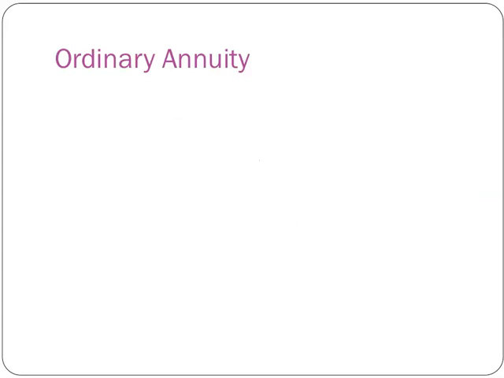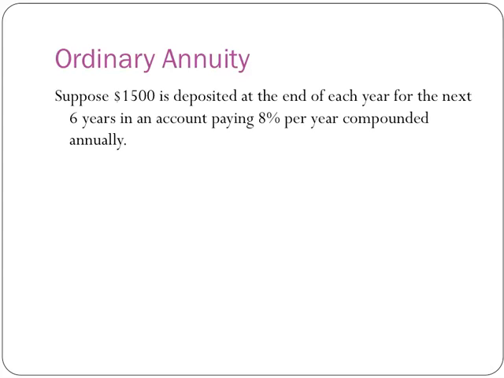Now let's take a look at an ordinary annuity. Suppose $1,500 is deposited at the end of each year for the next 6 years in an account that pays 8% per year compounded annually. Let's see how we can organize this information and understand what's going on in this situation.